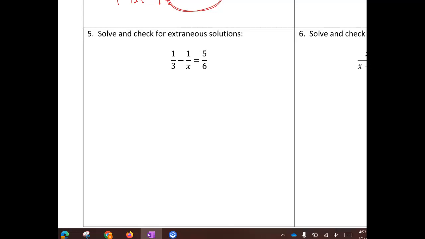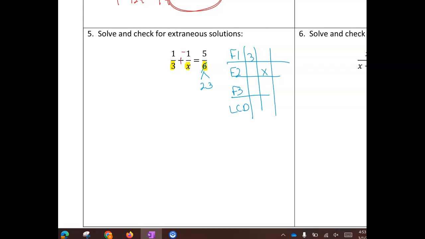Okay, number 5. So what can I factor? Oh, let's change the subtraction into addition. And I cannot factor 3, not x, but I can factor 6 into 2 and 3. So here goes my fraction 1, fraction 2, fraction 3 for my least common denominator. So we got a 3, we got an x, we got a 3 and a 2, so let's bring everything down, and let's make sure every denominator has this.